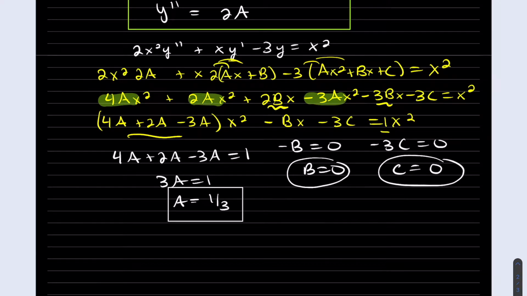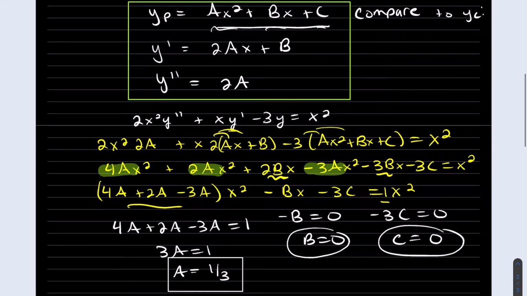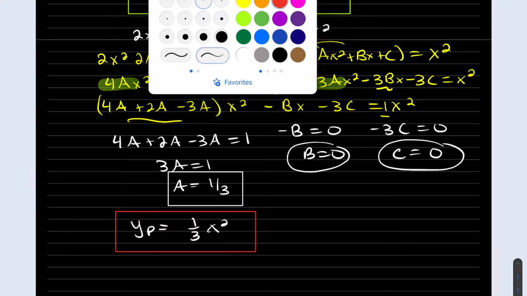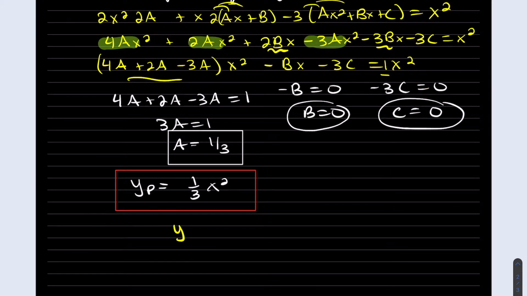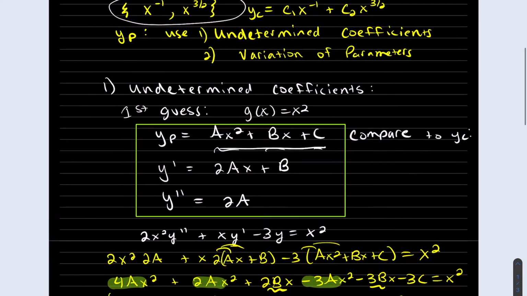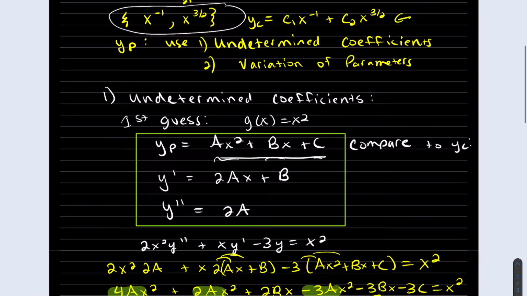So my yp, plugging it in, they're all 0 except for a. My solution, my general solution, is my yc right here plus yp.